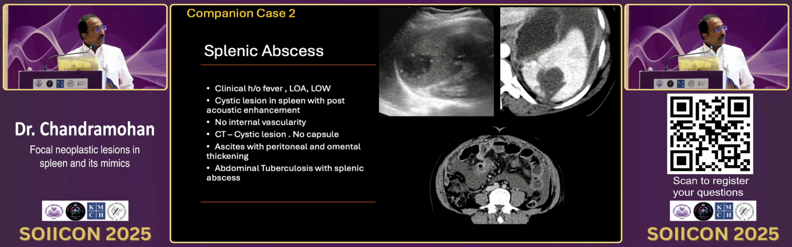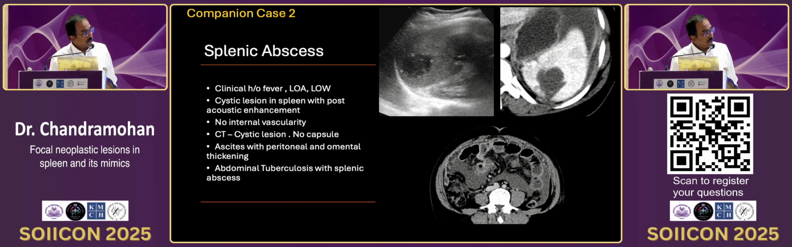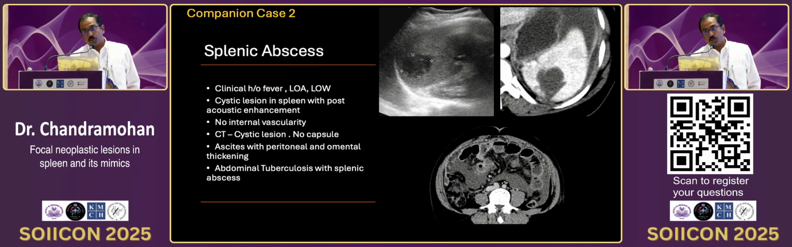Now this was a patient in the lower abdominal sections. We could see omental thickening as well as peritoneal thickening. Omental biopsy revealed granulomas consistent with tuberculosis. So this was a splenic abscess, tuberculosis, abdominal tuberculosis with splenic abscess.